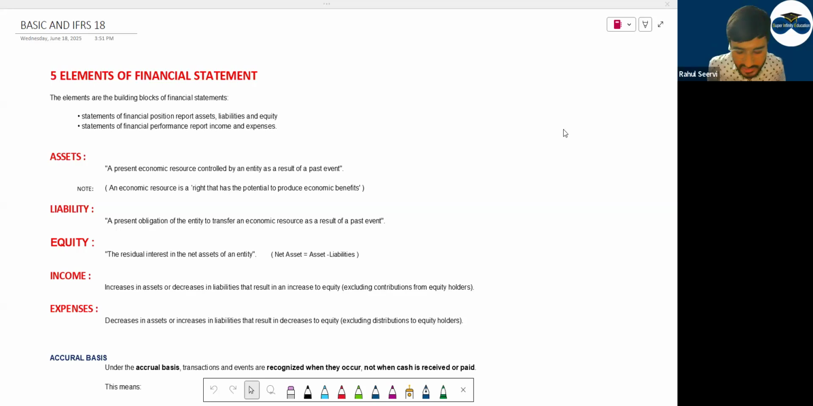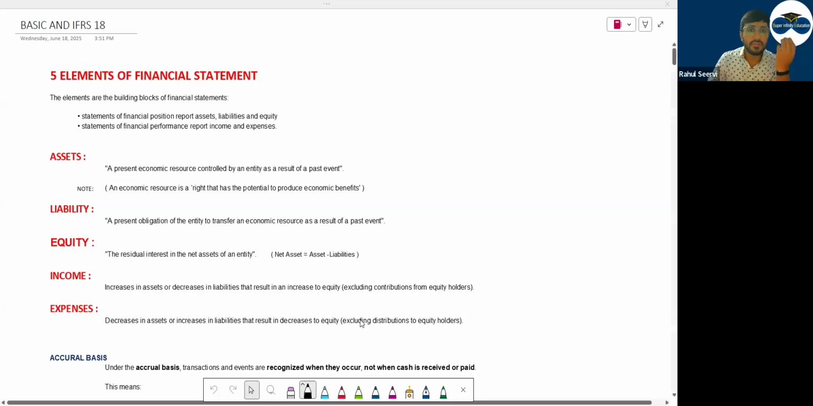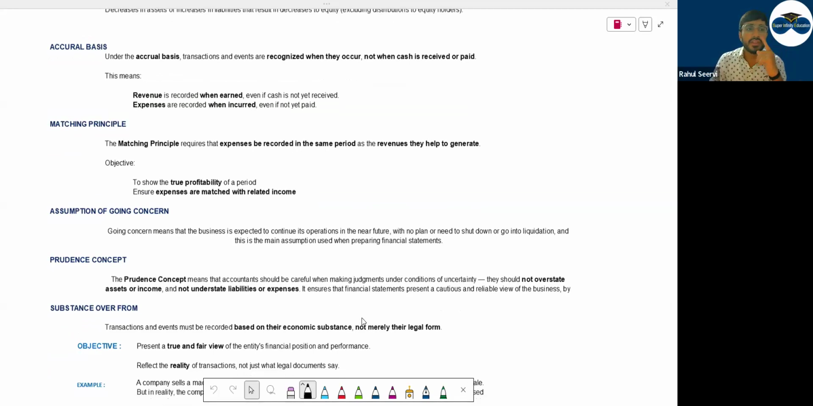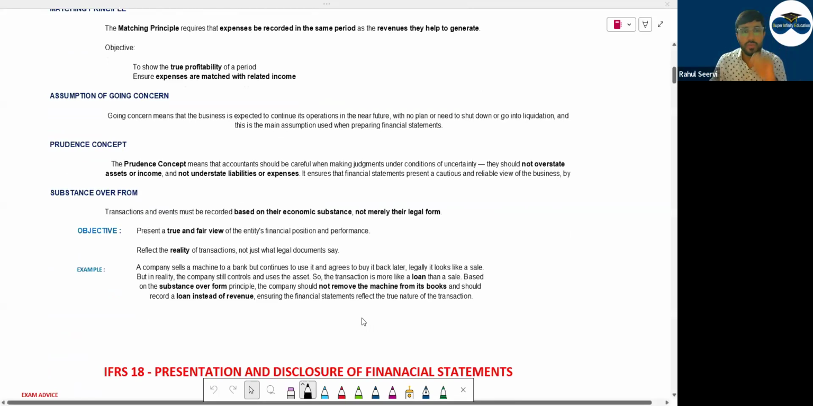So, in yesterday's session, we had started with the basics. We had discussed the five things which are recorded: asset, liability, equity, income, and expense. Then we had a discussion regarding accrual basis, matching principle, and going concern. Prudence concept we had not covered; today we'll be covering it. Then we had a discussion regarding substance over form.